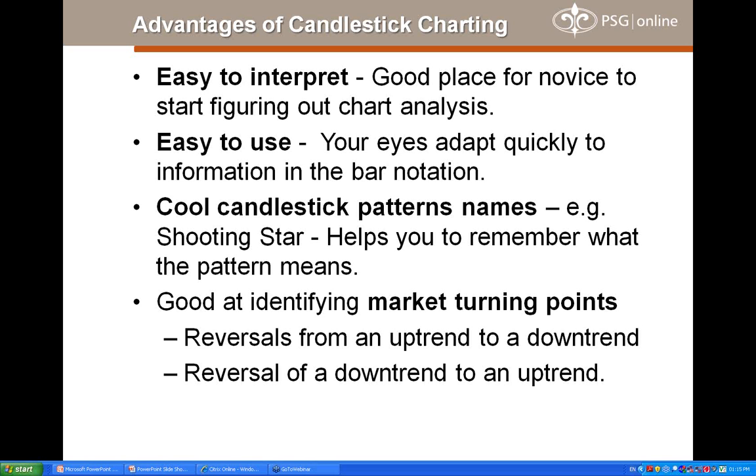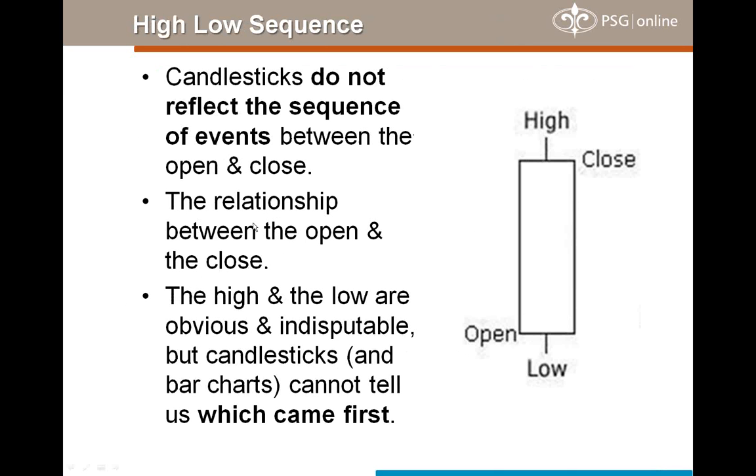So we get little names like Shooting Star and Abandoned Babies and three widows and things like that. But the main idea is it makes it more descriptive. That's the idea of the names. So candlesticks help you to highlight turning points, obviously reversals from an uptrend to a downtrend and vice versa. Okay, so those are just some of the advantages or benefits of it.